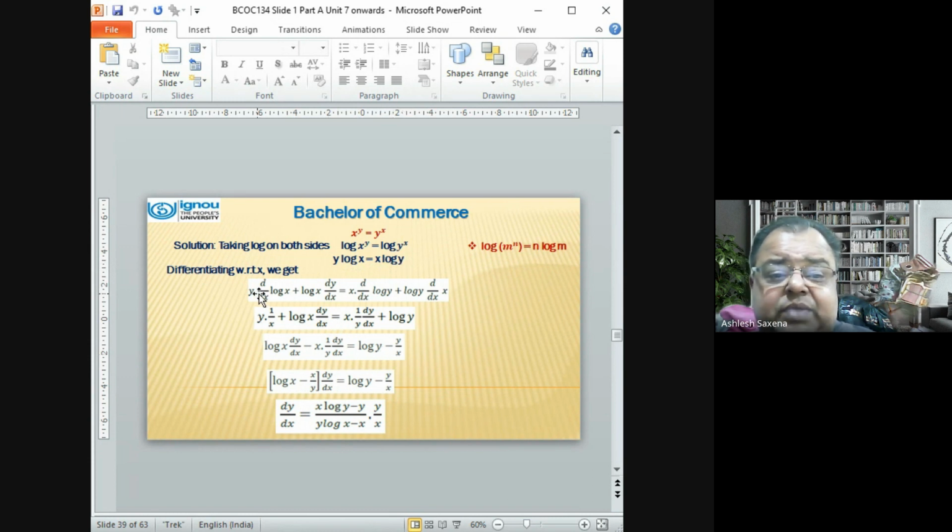Now you can see, the derivative of log x is 1 by x. Log x dy by dx, it will remain as it is, into x into the derivative of log y, which is 1 by y dy by dx, plus log y. Now bring all the logs on one side and the other terms on the other side. So we can see that it will become (log x minus x by y) dy by dx is equal to log y minus y by x.